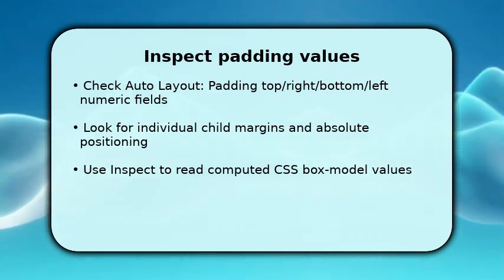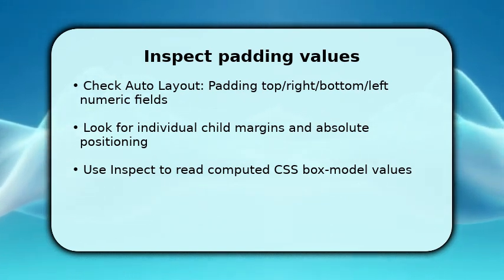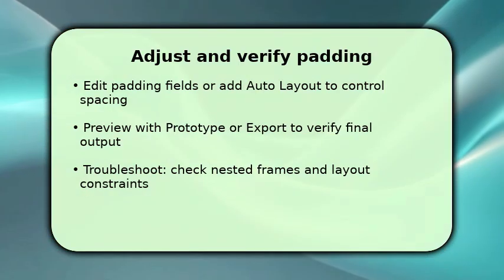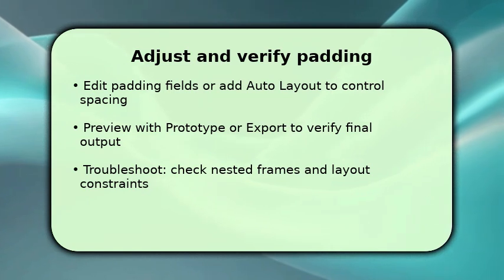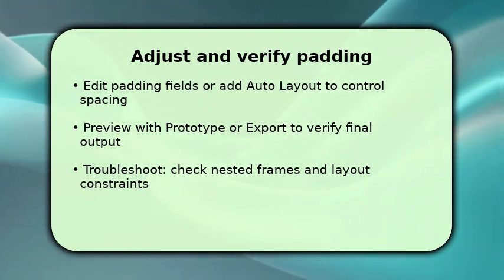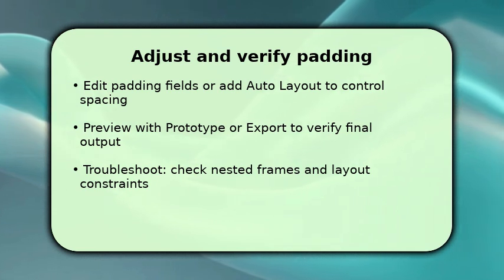Once done, toggle between Selection and Inspect to confirm changes visually and numerically. Finish by editing the padding fields or wrapping elements in auto layout to control spacing predictably. After adjusting, preview and prototype or export the frame to confirm the visual spacing matches intended designs.